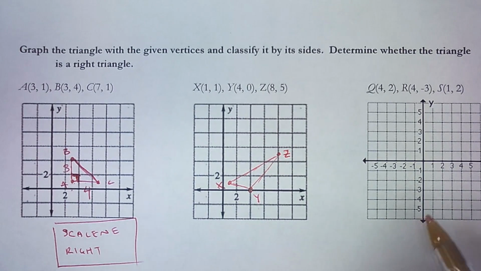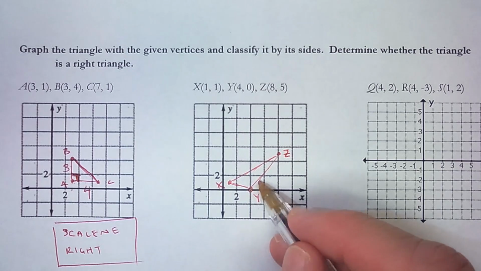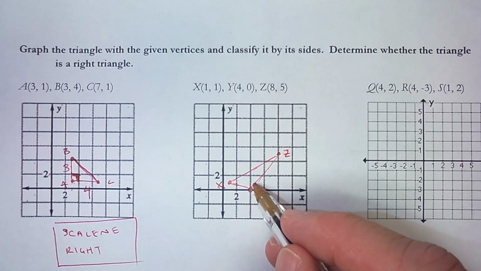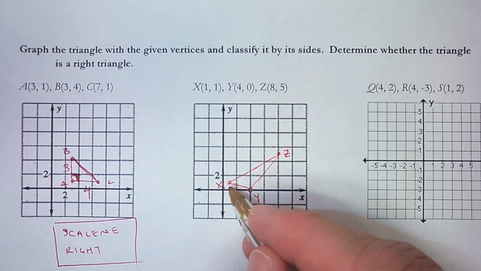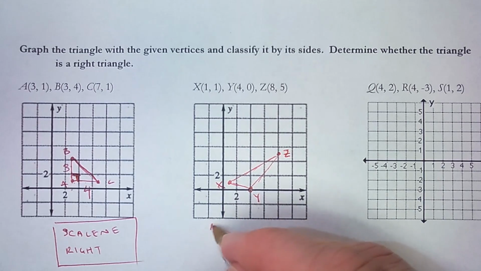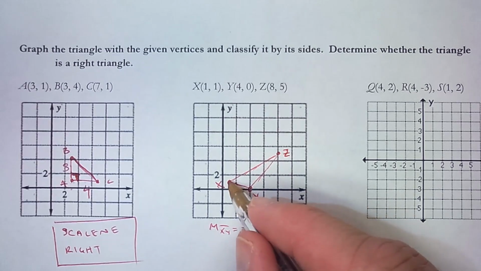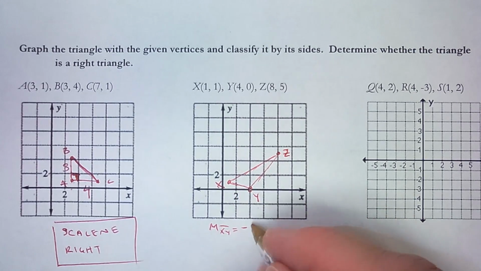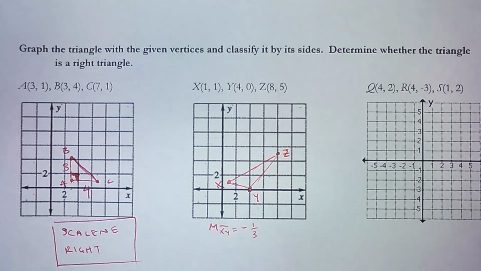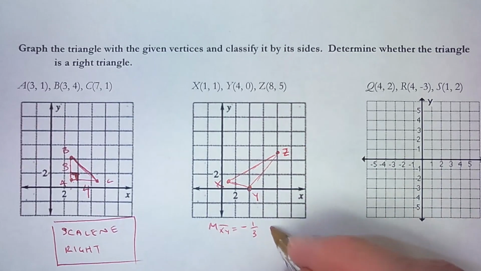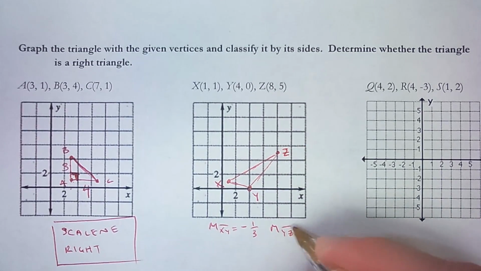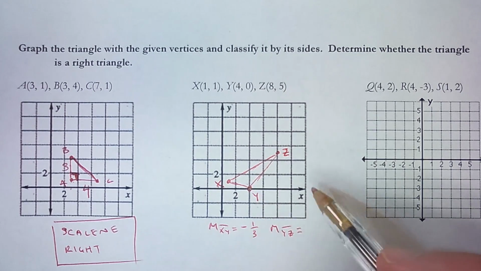Okay, so right here, if I have a right angle, this would be it. So let's check the slopes here. So this slope of XY, it goes down and right, so it is negative, and it goes down 1, right 3, negative 1/3. And the slope of YZ, if that's the opposite reciprocal, so that would be positive 3, then this is a right angle.